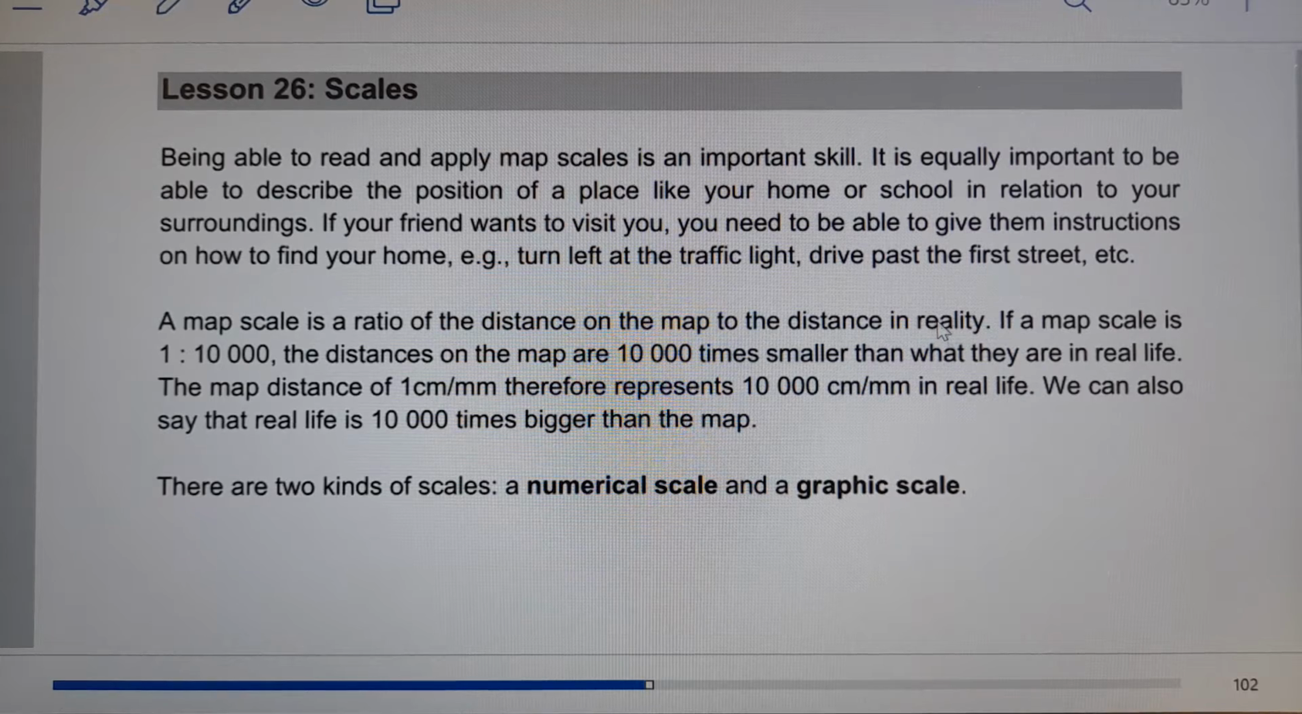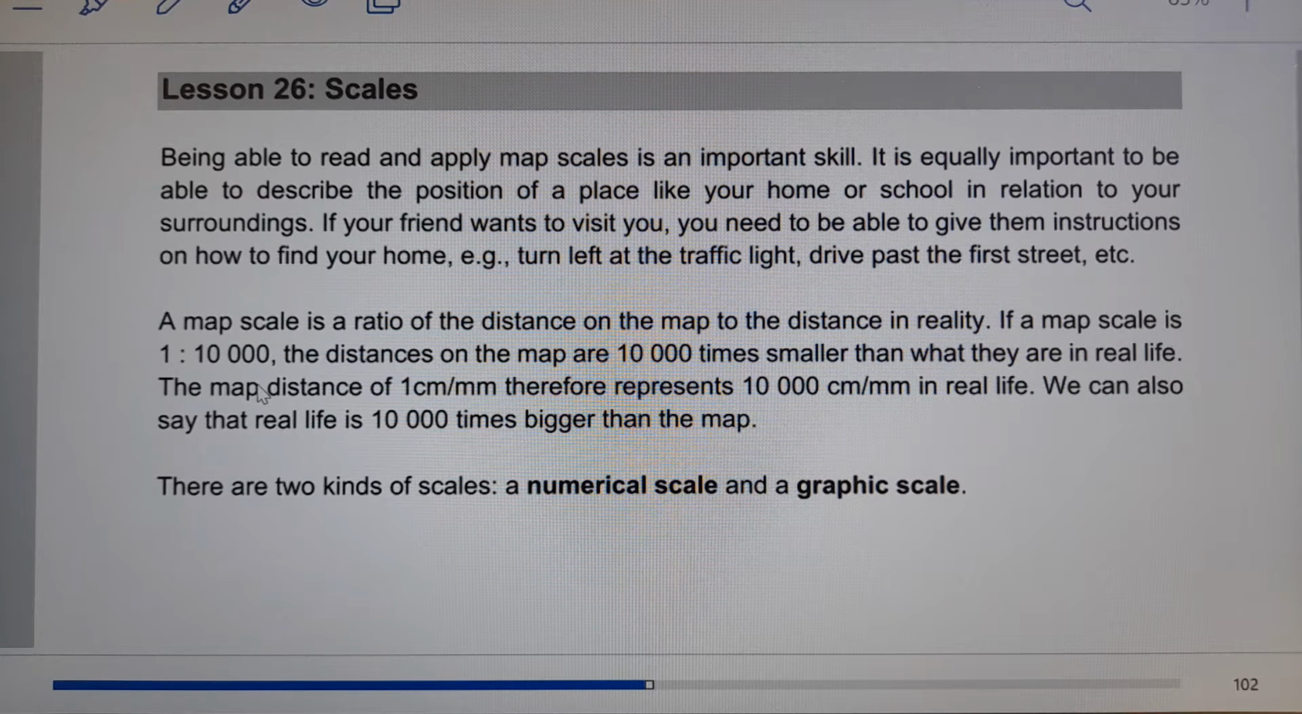Please know the definition. If a map scale is 1 is to 10,000, okay, it means the map scale is 10,000. You will always get the ratio in simplest form like this. If not, you know how to write the ratio in simplest form. We have done that in maths. Okay, so the distances on the map are 10 times smaller than what they are in real life. If you were asked the question, the distance on the map are 10 times smaller than what they are in real life. Okay, we can also say that real life is 10 times bigger than the map.